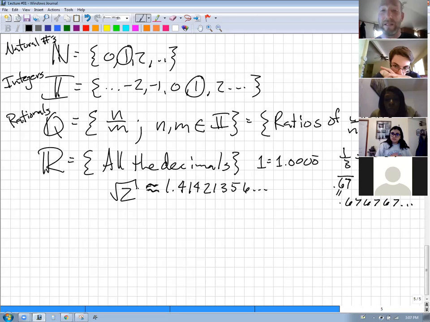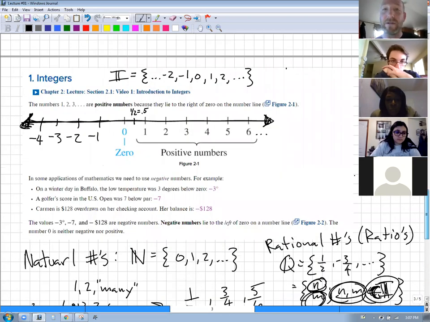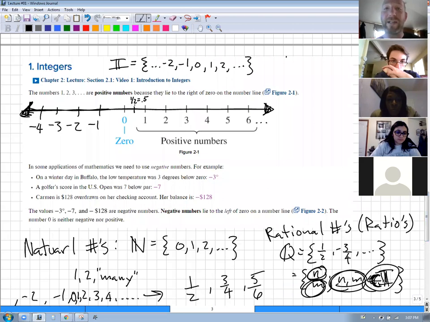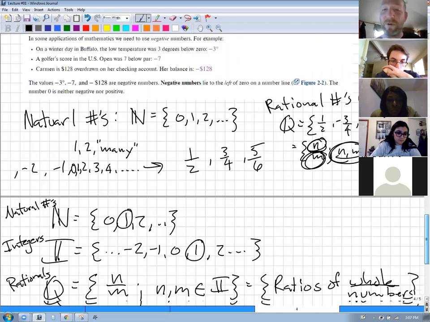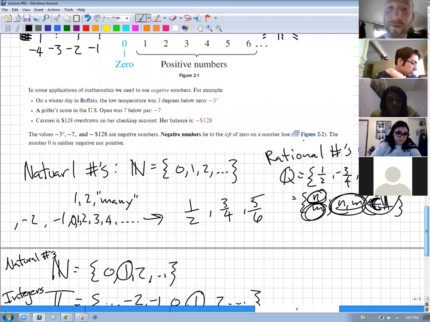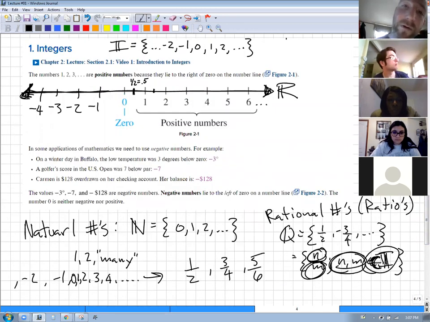When we go to the real numbers, there are still numbers that fit on this number line up here. So here's 0.5. It's a rational number. It's also a real number. This is called our real number line. So the square root of 2 being 1.4 something, that would be somewhere around here. I'd put the square root of 2.